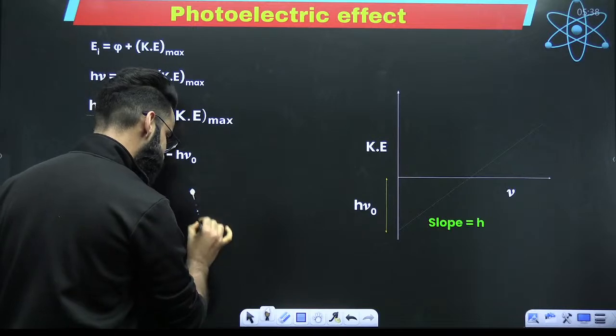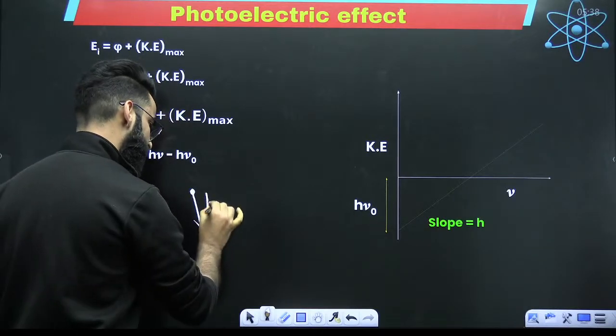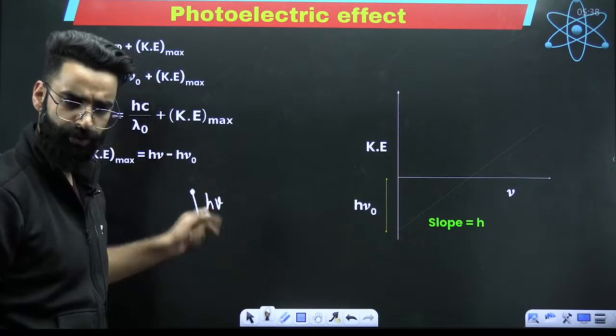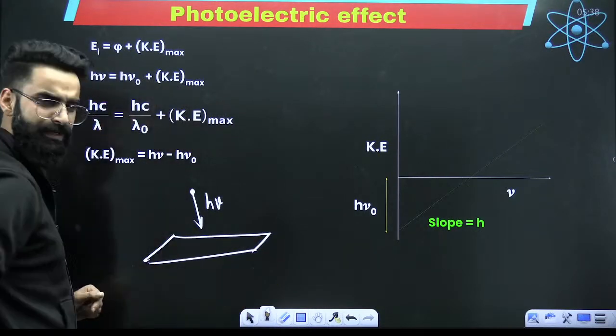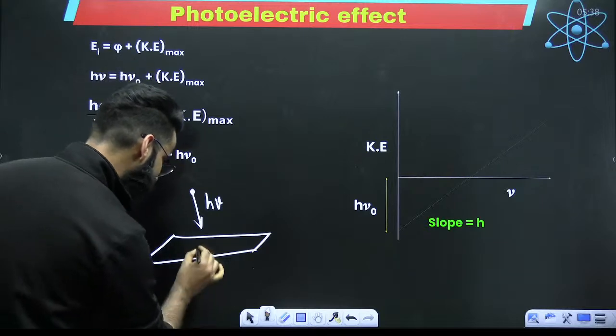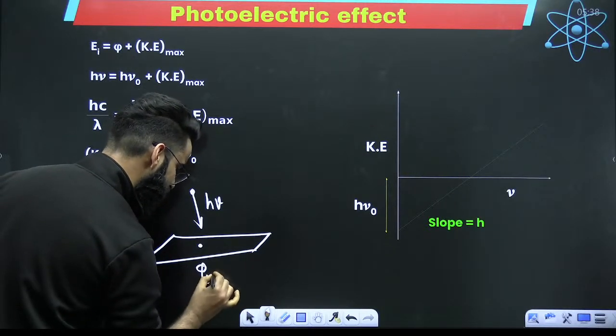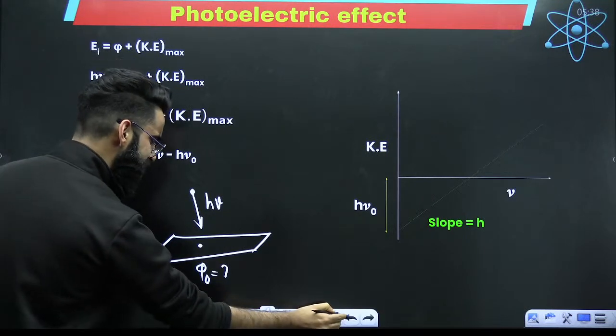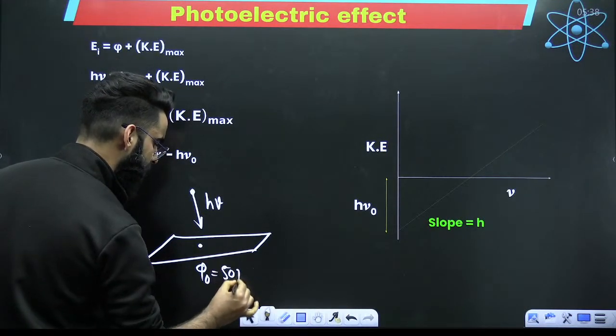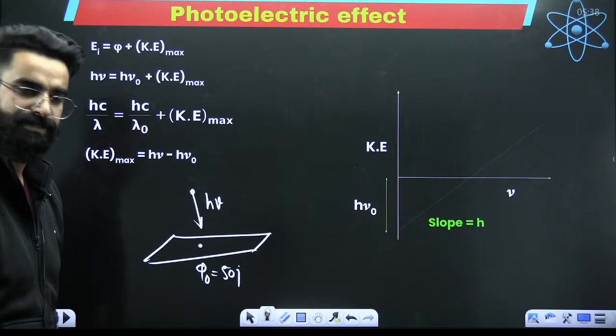Imagine this is the photon which is incident on the surface. This photon carries the energy h nu. Perfect. Imagine the work function here is something, let's say 50 joules.